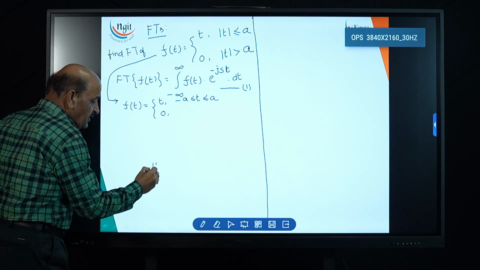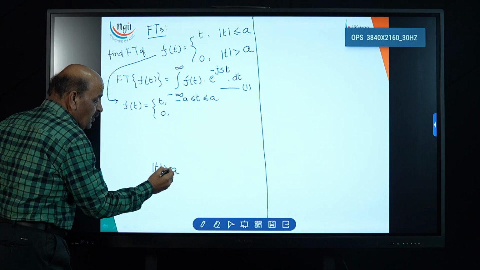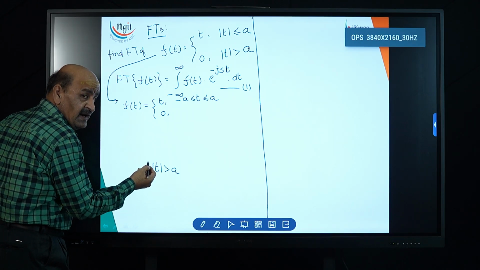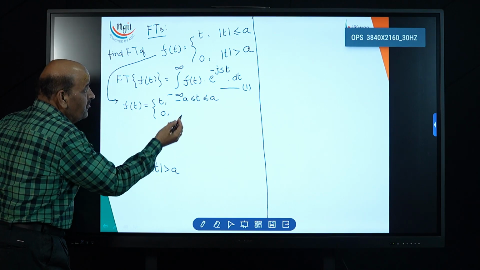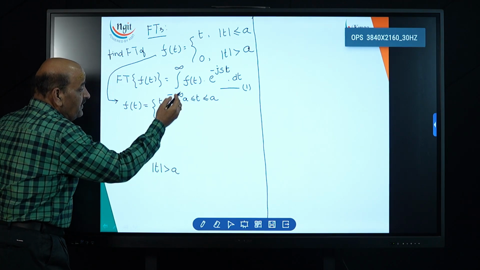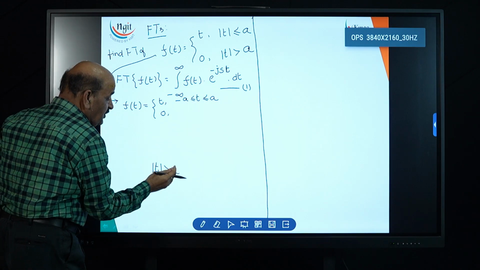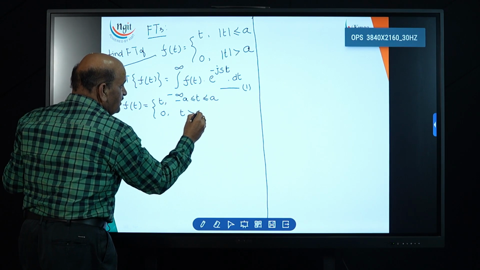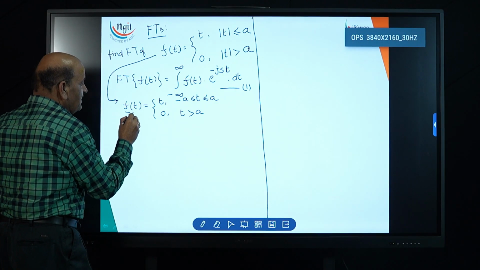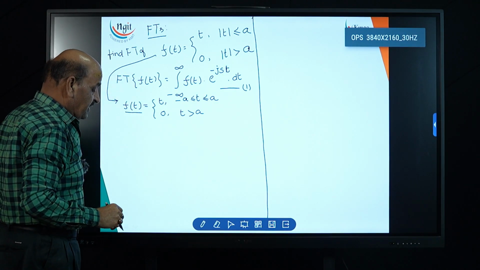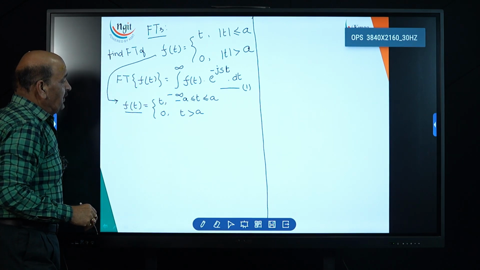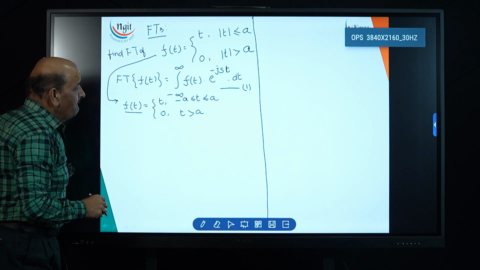Look at mod t is greater than a. The modulus is only for making negative values into positive values. Since t greater than a is already a positive value, there is no need to use the modulus here. Directly you can write it as t greater than a. Now, we consider this signal. Got it?